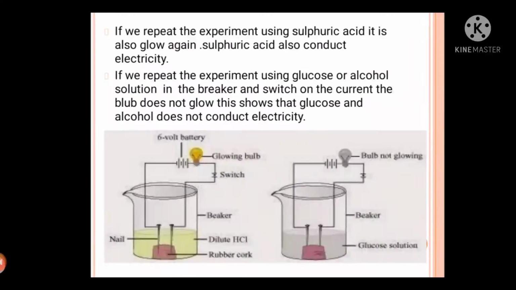We repeat the experiment using sulphuric acid. It also glows. Sulphuric acid also conducts electricity. But if we take glucose solution in the beaker and switch on the current, the bulb does not glow. This shows that glucose solution does not conduct electricity. If we repeat this experiment by taking alcohol solution in the beaker, the bulb does not glow. This shows that alcohol solution also does not conduct electricity.